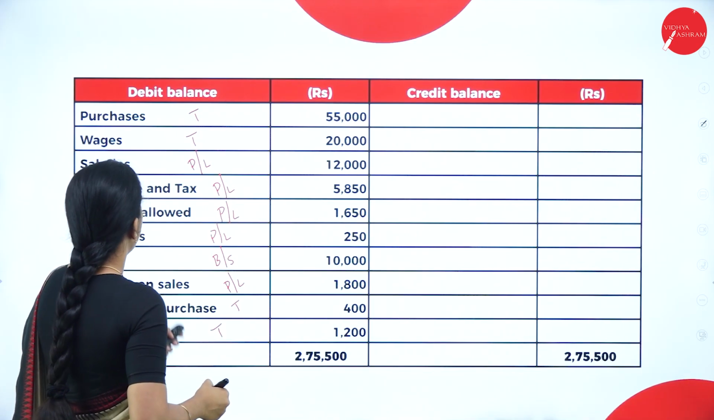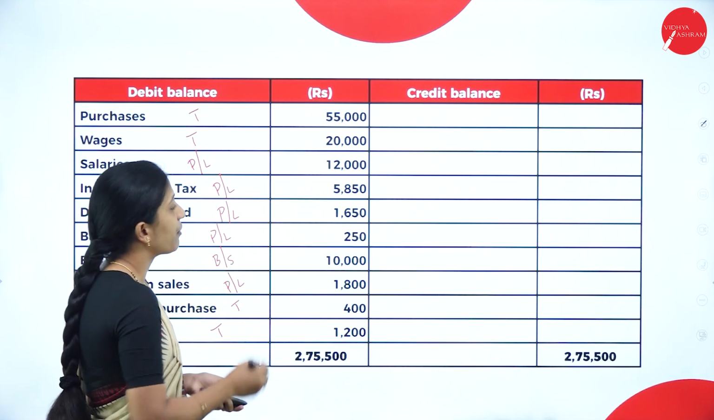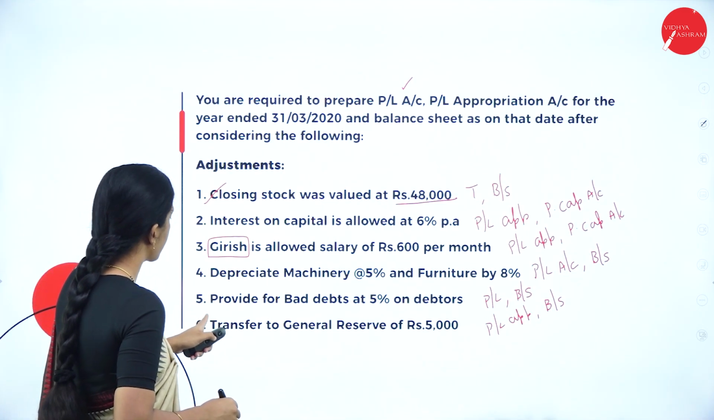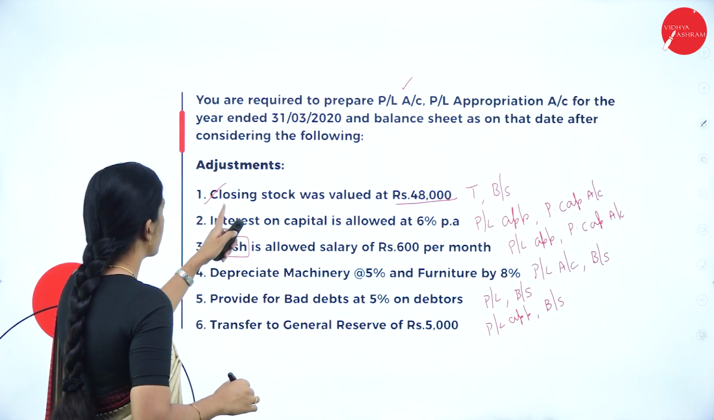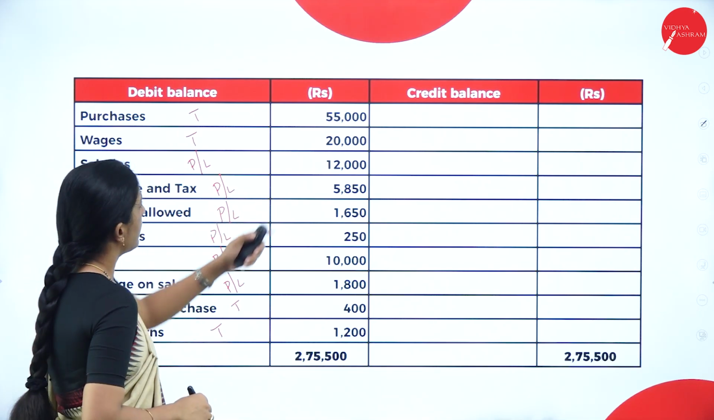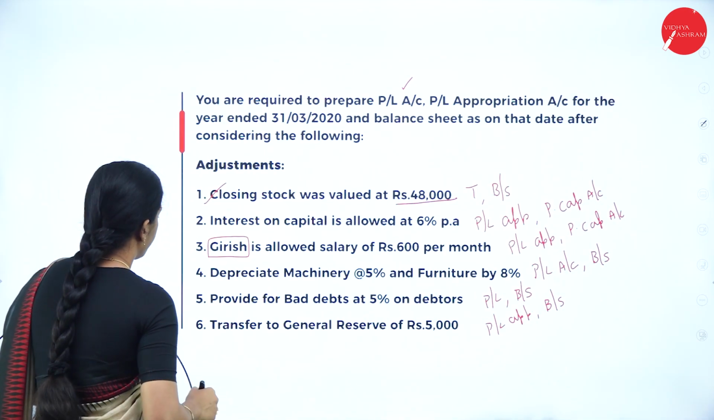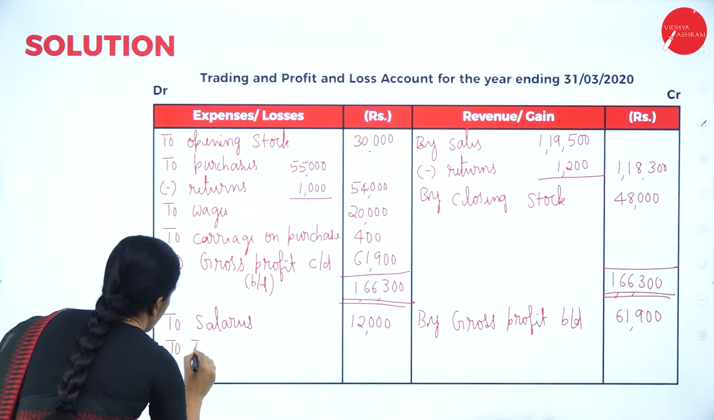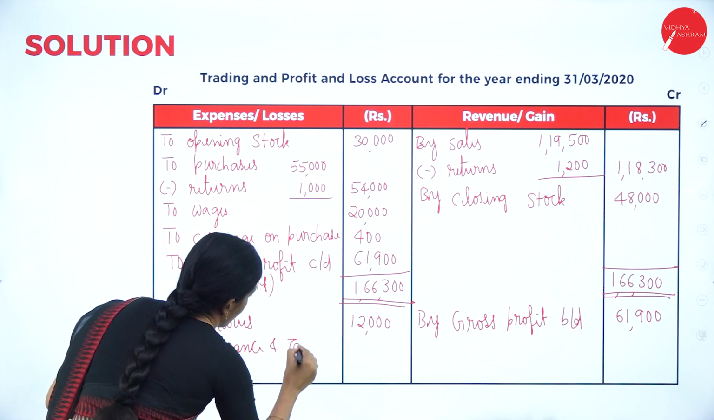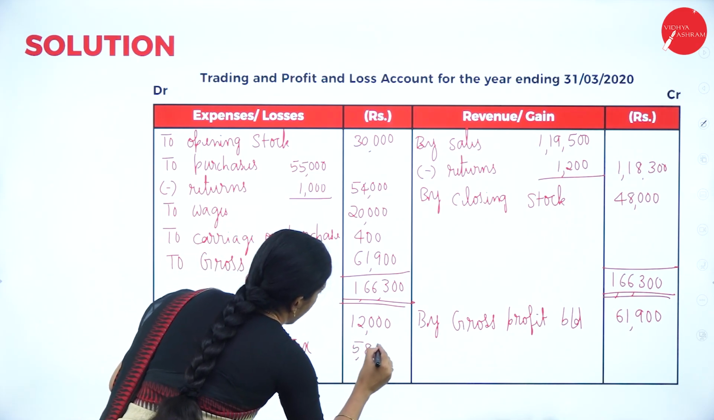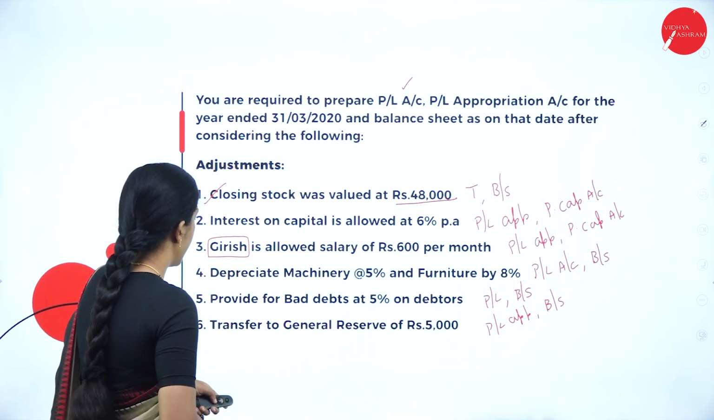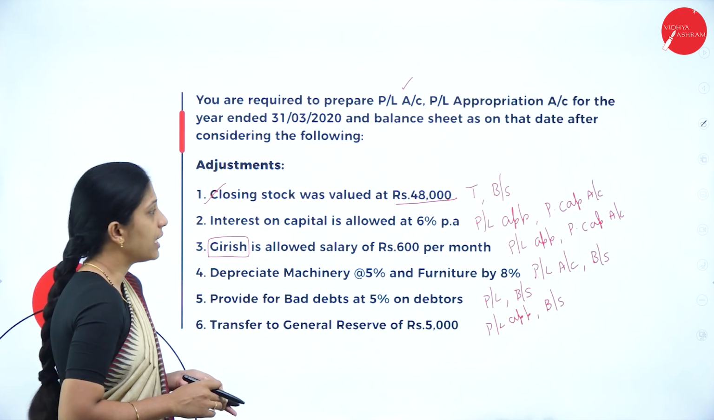After that, next one is what? To insurance and tax, 5,850. Now let us see any adjustment on insurance and tax. So there is no adjustment, correct? So how much is insurance and tax? Insurance and tax is 5,850. To insurance and tax, 5,850, because there are no other adjustments here. So we are done with this.